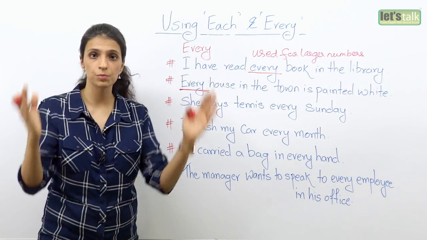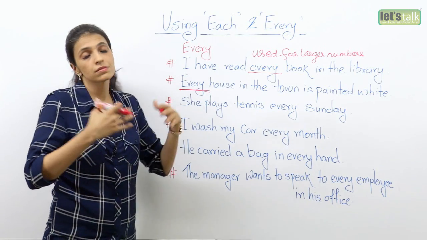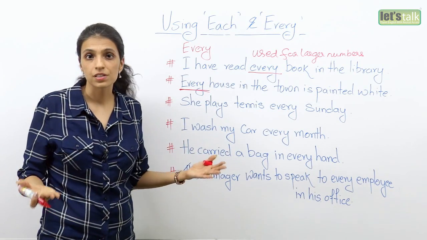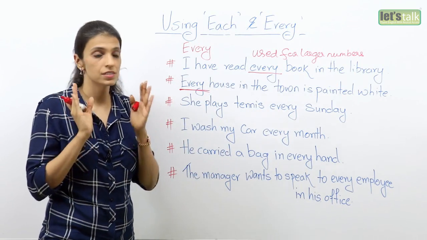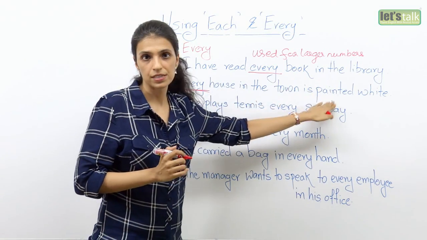to a larger number of houses, okay? More than 2 for sure. And well, the amount or the number is indefinite. We really do not have a definite number. So every house in the town is painted white.